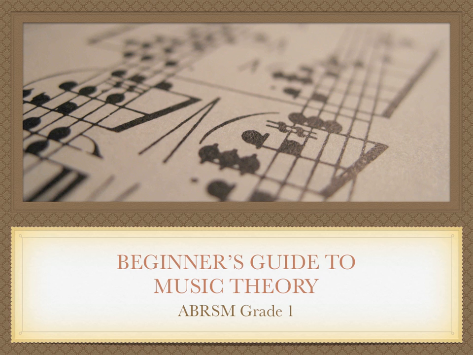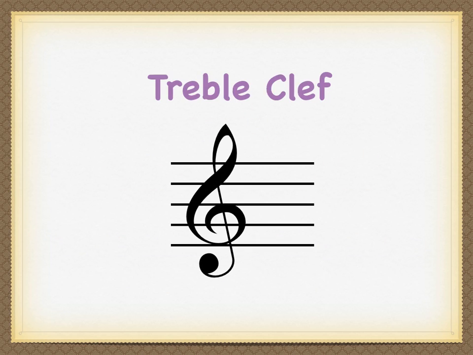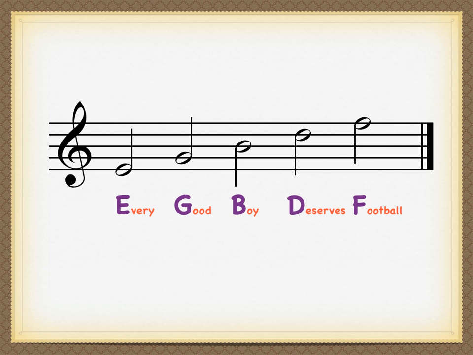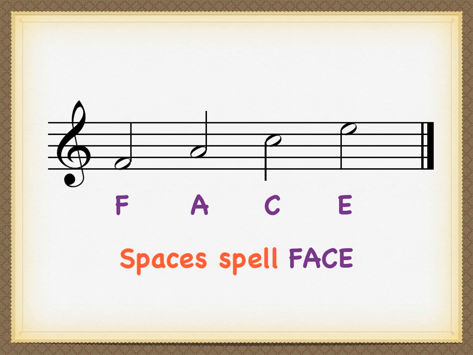Hello there, and welcome back to my beginner's guide to music theory. In the last video, you will remember that we learnt about the notes on the stave in the treble clef. We learnt two rhymes to help memorise these notes. Every good boy deserves football for the notes on the lines, and spaces spell face for the notes in the spaces.